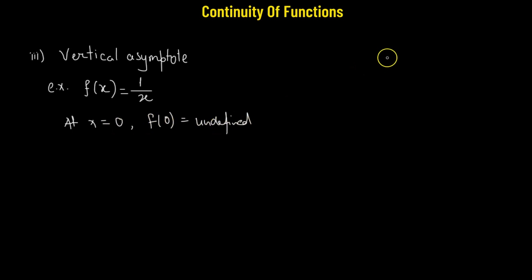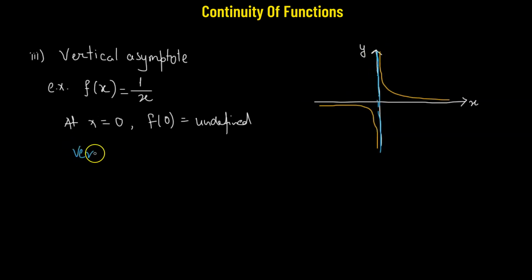Now, if we try to sketch this particular graph, for x greater than 0, the graph will be like this. When it is closer to 0, it's going to have a very high value, because it goes almost up to infinity. And if we consider x less than 0, the graph will be like this. So here it has a vertical asymptote, represented by this blue line at x equals 0.